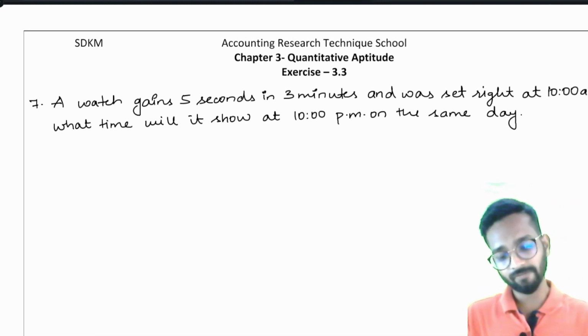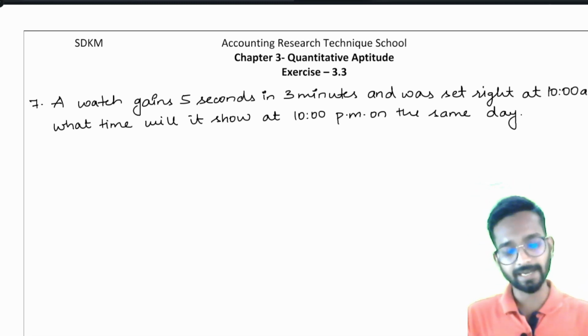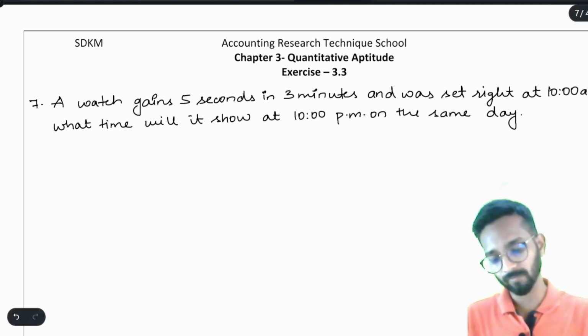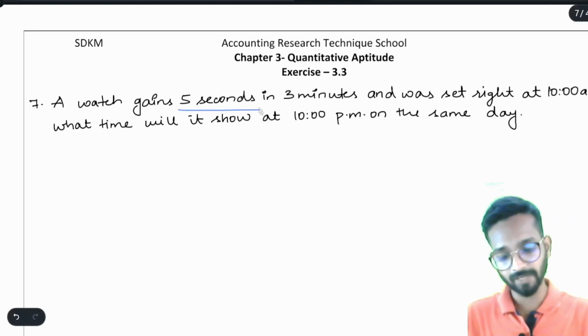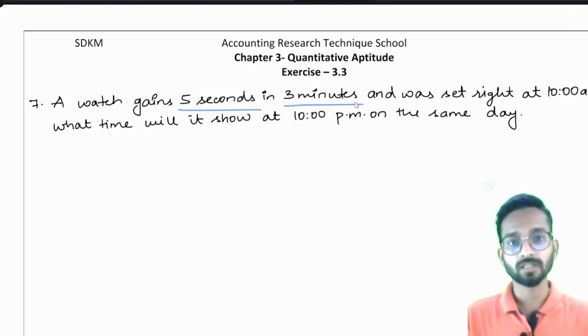a watch gains 5 seconds in 3 minutes and was set right at 10 am. At 10 am the watch is correct. Okay. It is saying that your watch has a problem. What is the problem? That it will gain 5 seconds in 3 minutes. After every 3 minutes, the watch will show the wrong time. It will show that 3 minutes and 5 seconds have passed.